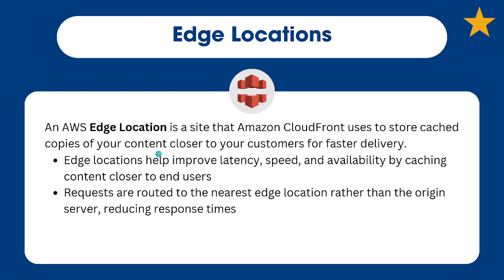So again, location still matters, but AWS comes up with some tricks by making copies of your data in different parts of the world. And these copies are cached or stored in edge locations. So edge locations help improve latency, speed, and availability by caching content closer to end users. Requests are routed to the nearest edge location rather than the origin server, reducing response time. So even though your app might be hosted in a different part of the world, you can still cache it in edge locations in different continents, different countries, different cities, etc.